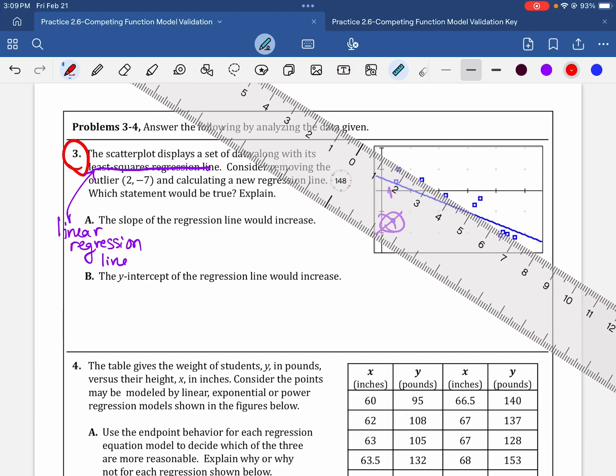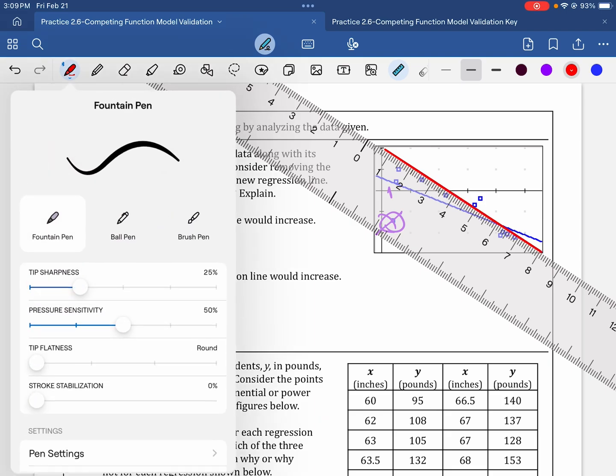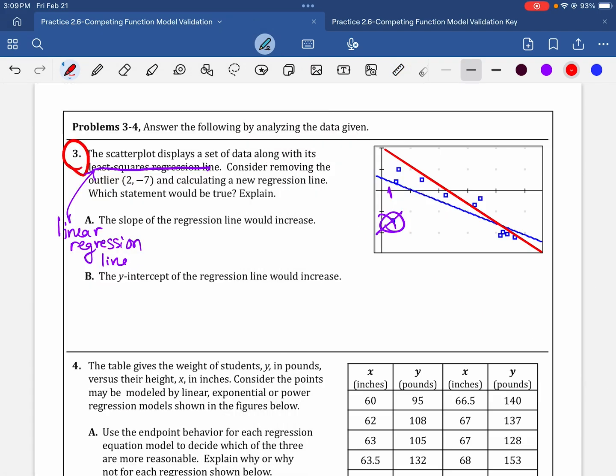I don't know if you can see the ruler tool on this recording, but basically you're ignoring that point that I crossed out. So this would probably be a good pattern of your new line, something like that, right? So it says consider removing the outlier and calculate a new regression line. So we'll say this is our new regression line. And we're not doing any math, we're just kind of approximating.